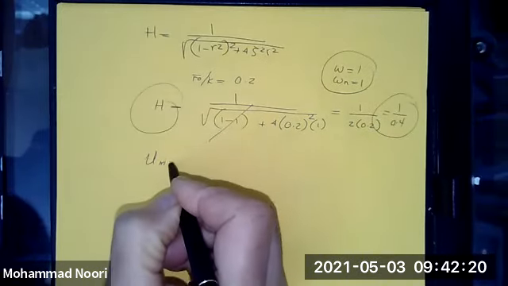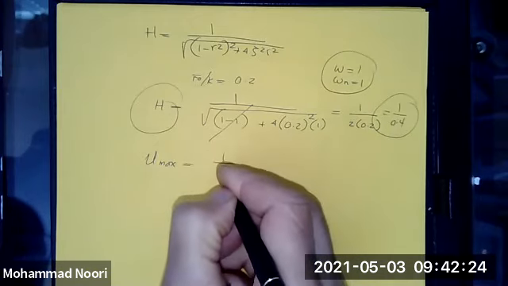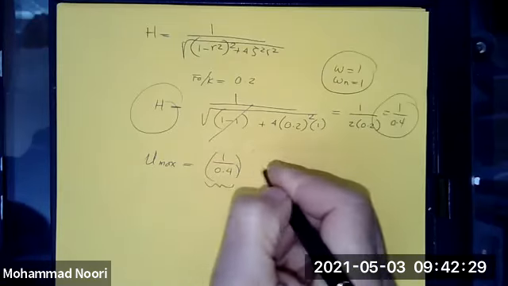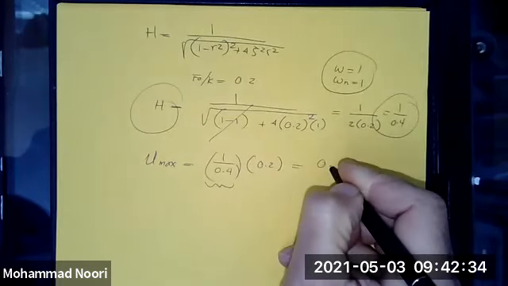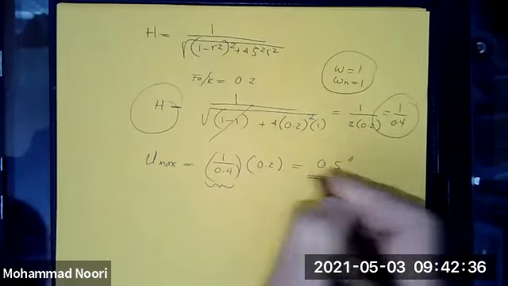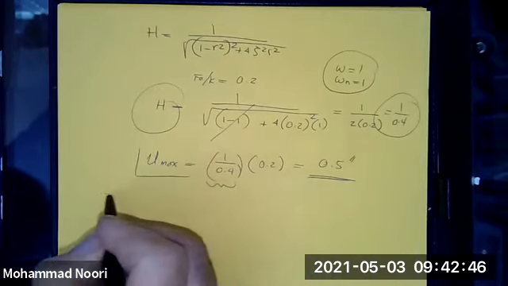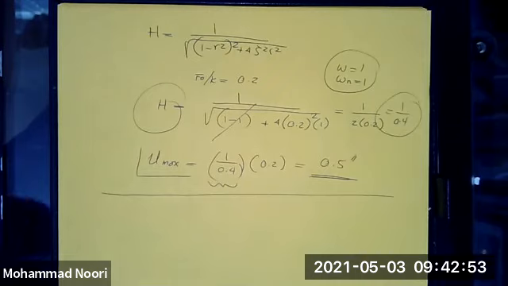So U max then would be what? 1 over 0.4, right, which is H, times F0 over K, which is 0.2. So it would be simply 0.5 inches. If you're concerned about that sensitive equipment and you want to find the maximum displacement that it experiences, that's how you find it. So this was another example.